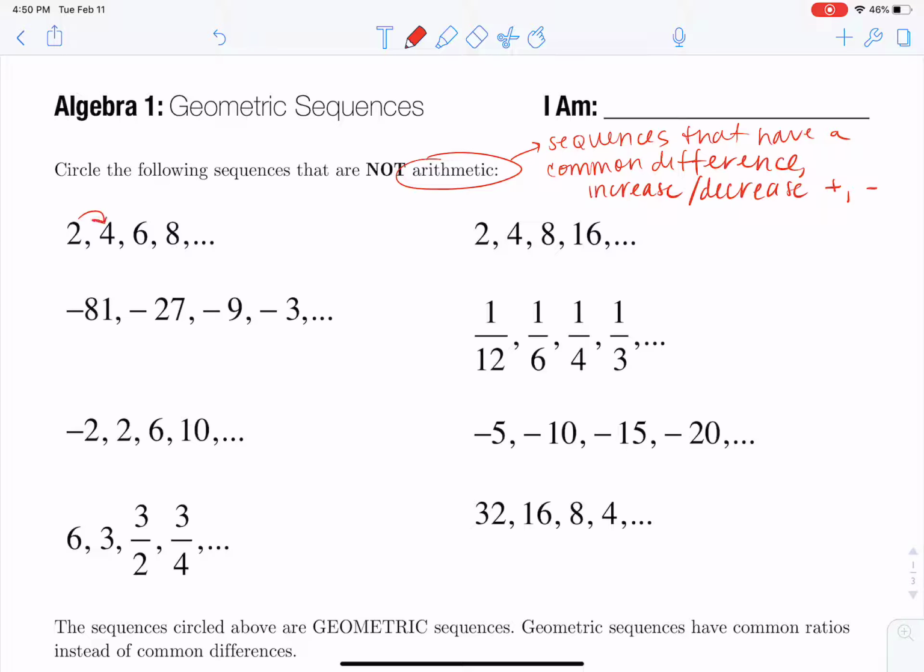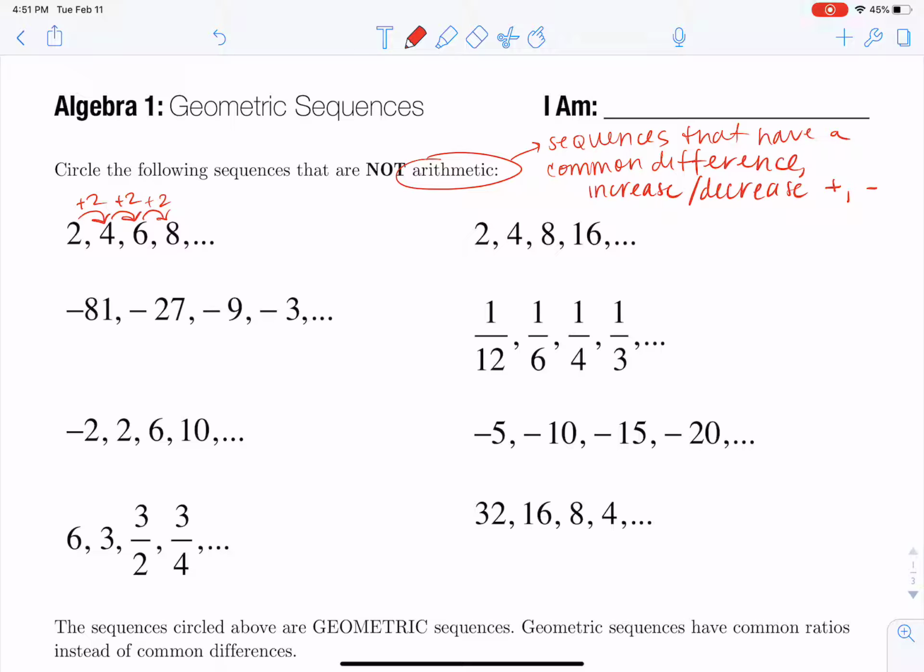So here, to go from 2 to 4, I add 2. To go from 4 to 6, I add 2. And from 6 to 8, I add 2. So that one is arithmetic, so we're not going to circle it. So I'll let you pause this video right now and go ahead and circle the ones that you think are not arithmetic.